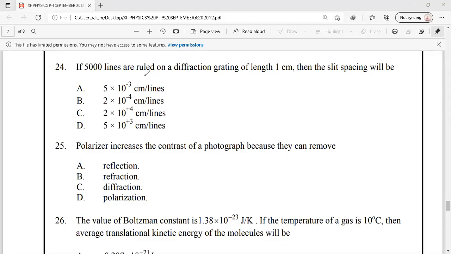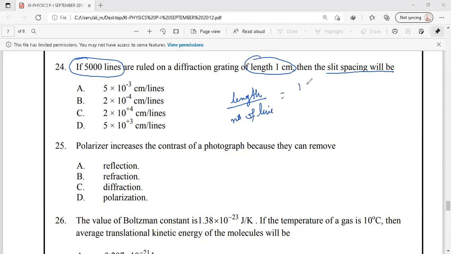So let's see question number 24. If 5,000 lines are ruled on a diffraction grating of length 1 centimeter. So we have a length of 1 centimeter of a diffraction grating, and there are 5,000 lines ruled on that grating. The slit spacing will be equal to, we have the formula, length over number of lines. So the length is 1 centimeter. We have all the options in centimeters, so we will not convert this into meters. 1 centimeter divided by 5,000 lines.